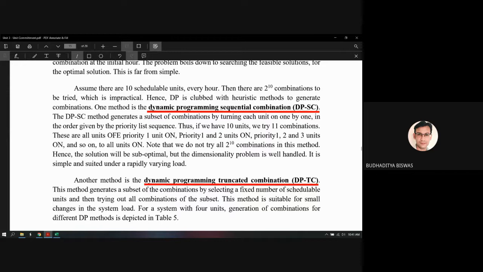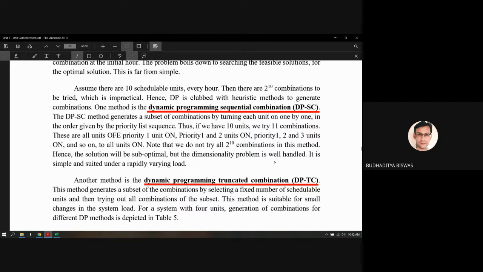Now, the question may come as to when we use the DPSC and when we use the DPTC. DPSC is used when there is a rapid change in load demand. So if the load demand changes rapidly, then we must go for the dynamic programming sequential combination. And when the load demand is varying in a smooth way or within a particular small range, then we must go for the dynamic programming truncated combination.